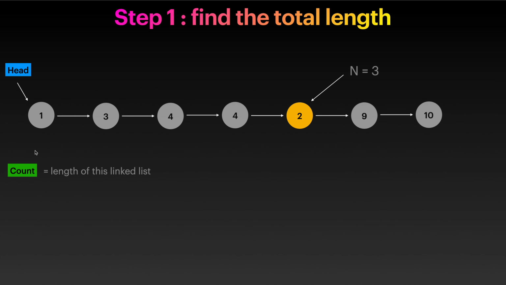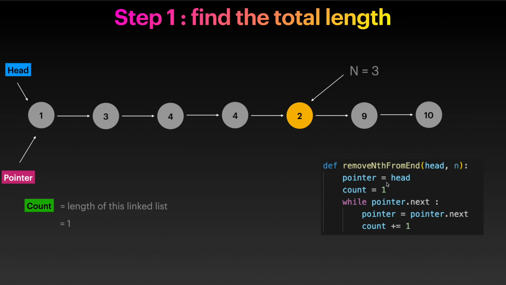We create another pointer variable that will point here. Every time we move from here to here with pointer equals pointer.next, and we run it until pointer.next is equal to none. When we are at the last node, we exit the while loop. So pointer equals head, meaning the pointer variable refers to this node. That's something we have to keep in mind.